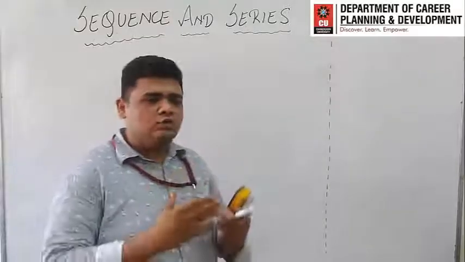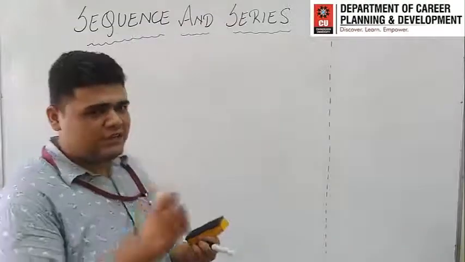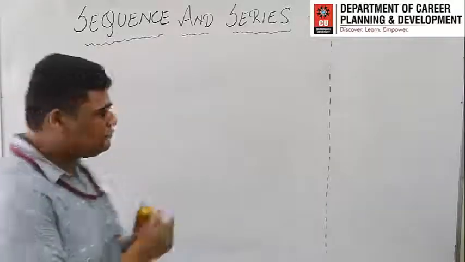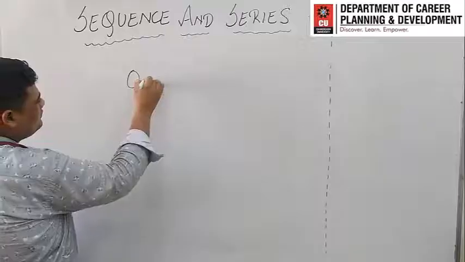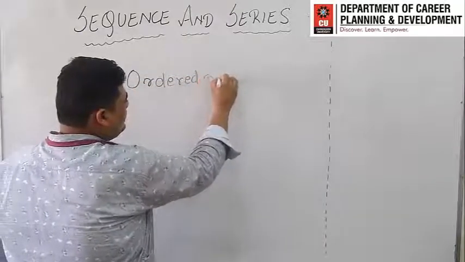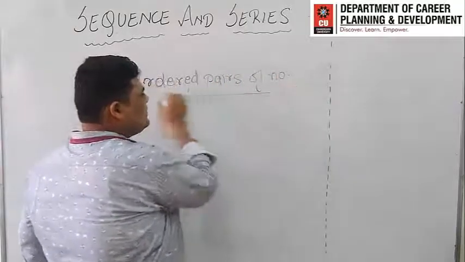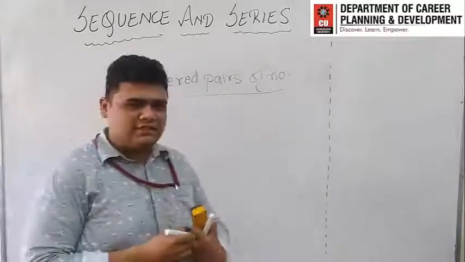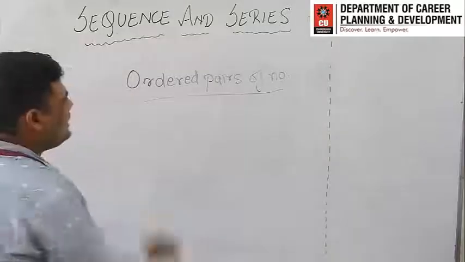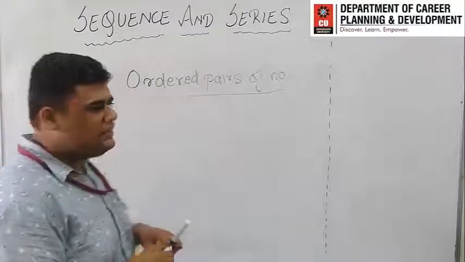Sequence is how to arrange numbers in a pair. Now, in a definition, a sequence is a number of ordered pairs of numbers. Ordered pairs of numbers. This is called a sequence. Now this sequence can be in ascending order or in descending order. In any way we can arrange these numbers, and those numbers will be called a series.